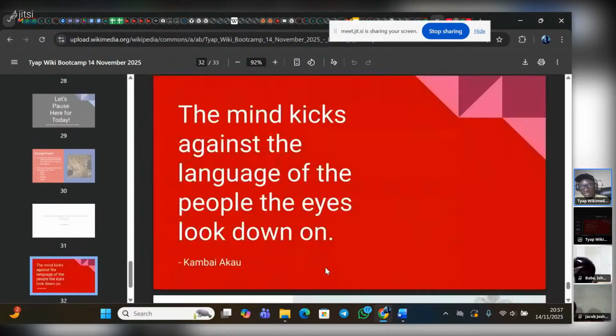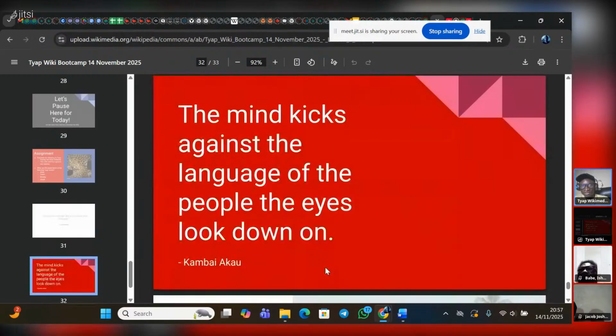But then there's a statement by Yours Faithfully, and this statement is: the mind kicks against the language of the people the eyes look down on. The mind kicks against the language of the people the eyes look down on. What this means is that when you have someone that looks down on a particular people, or it could also be yourself, if you look down on your own language, or if you look down, let me read it again, sorry. The mind kicks against the language of the people the eyes look down on. Okay, good, my thoughts are back now.